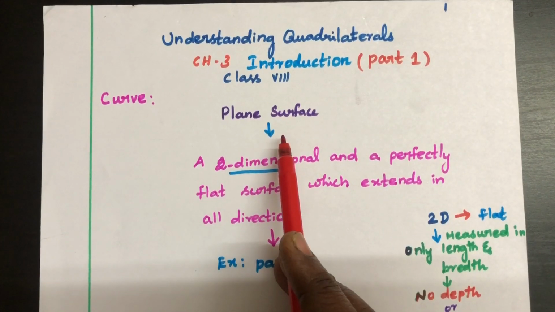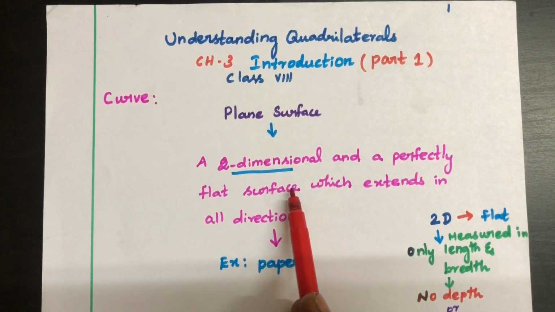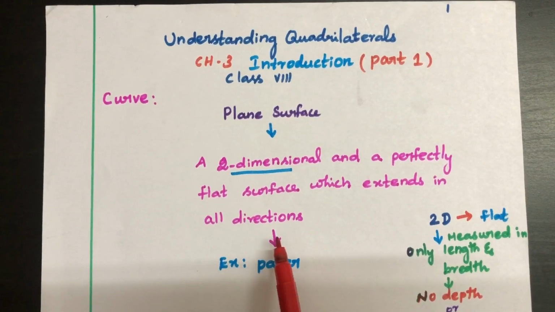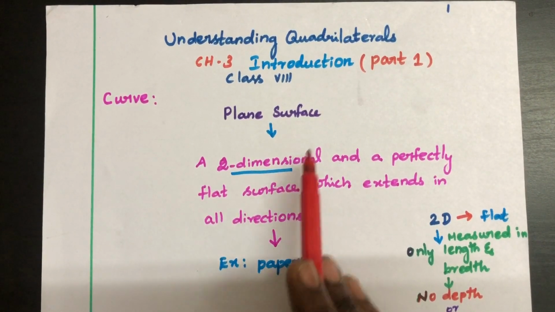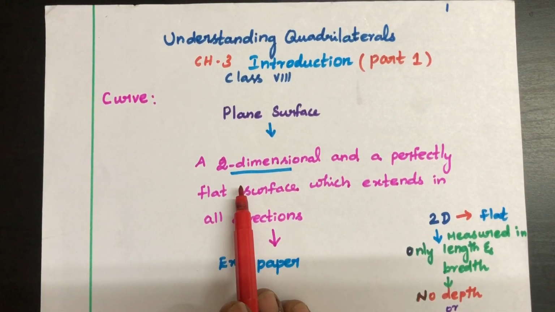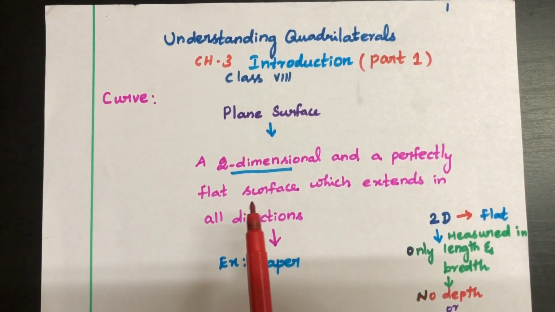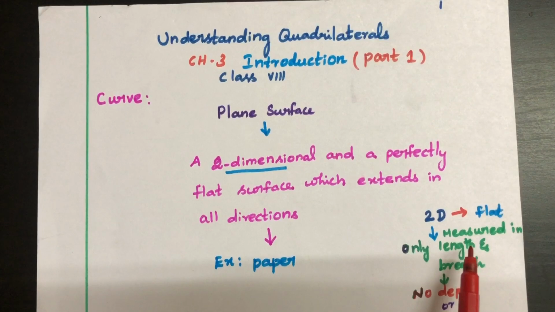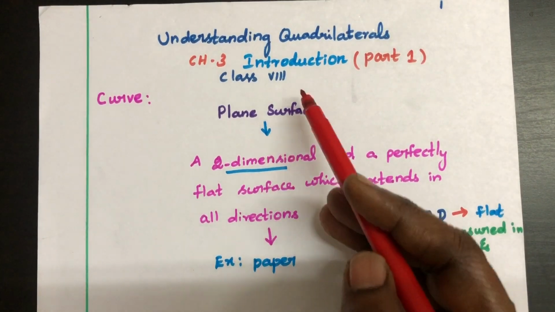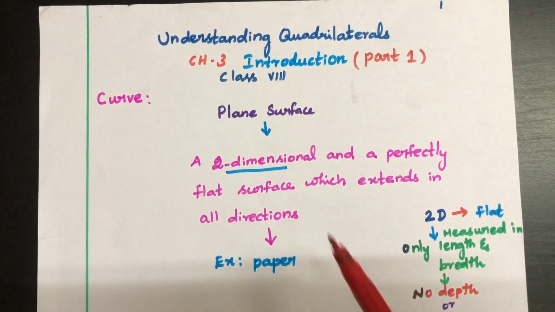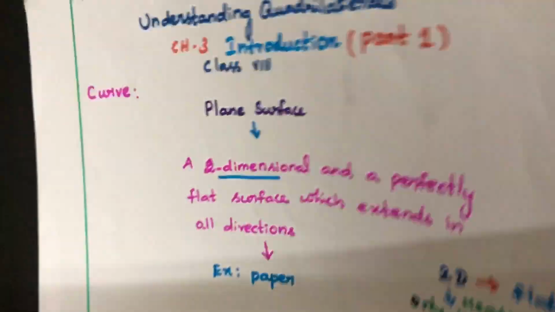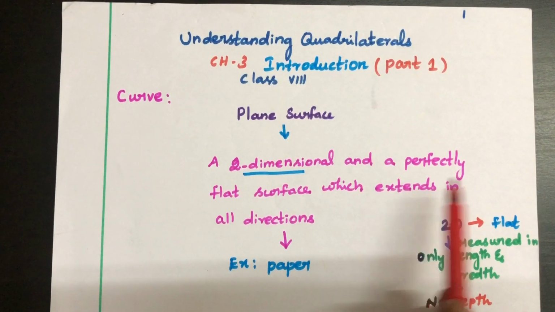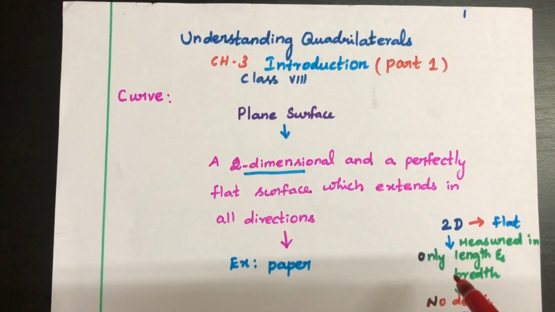What is a plane surface? A two-dimensional and a perfectly flat surface which extends in all directions is called plane surface. Okay, what is two-dimensional? Easy, don't get confused. Two-dimensional means 2D. 2D means it is a flat thing measured only in length and breadth, no depth or no thickness. See, for this paper only length is there and breadth is there, right? No height or no depth.